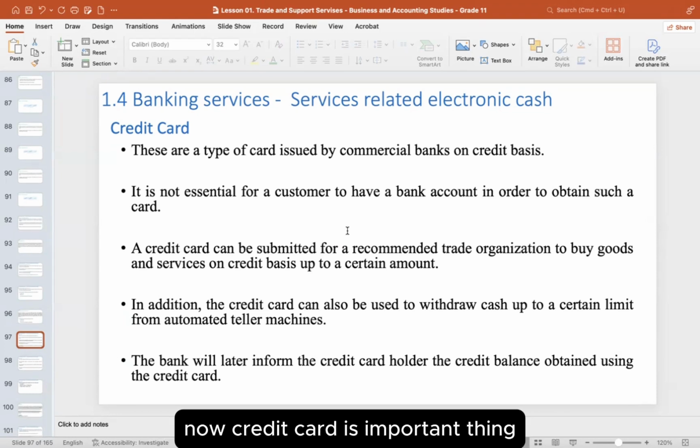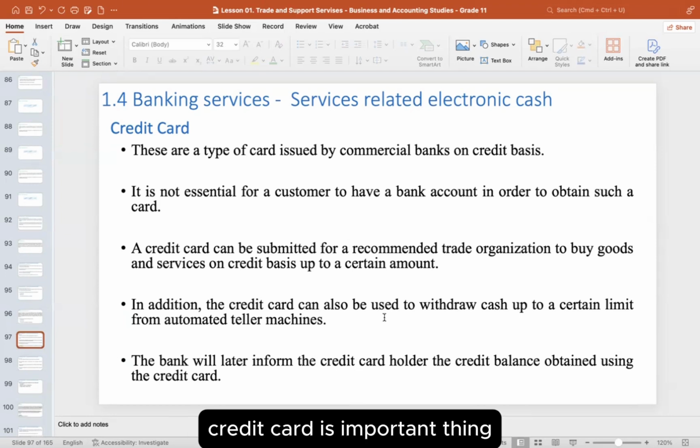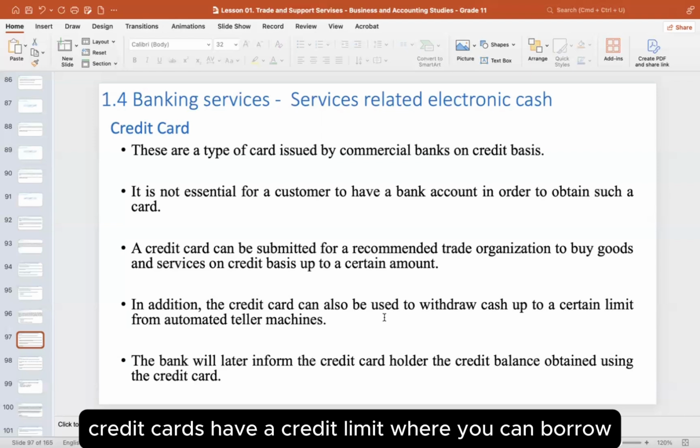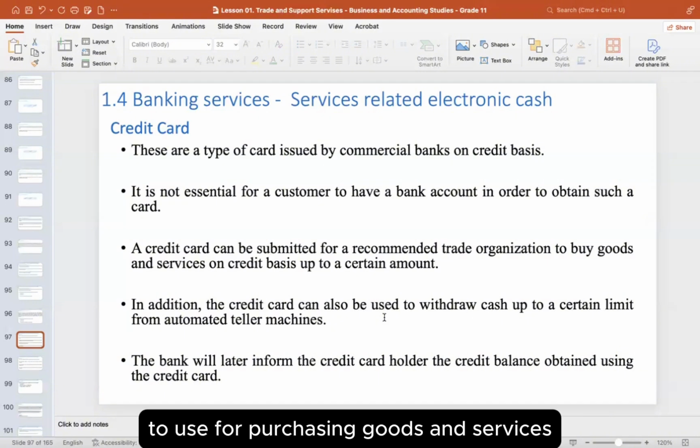Now, credit card is an important thing. Unlike other cards, credit cards come with a credit limit, where you can borrow a certain amount of money for consumption, for purchasing goods and services.